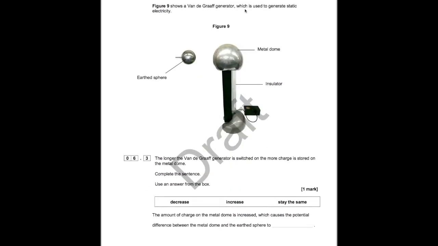Figure 9 shows a Van de Graaff generator which is used to generate static electricity. See my video on Van de Graaff generators and static electricity. The link will be above. The longer the Van de Graaff generator is switched on, the more charge is stored on the metal dome. Complete the sentence. Use an answer from the box. The amount of charge on the metal dome is increased, which causes the potential difference between the metal dome and the Earth's sphere to increase. More charge creates more voltage.